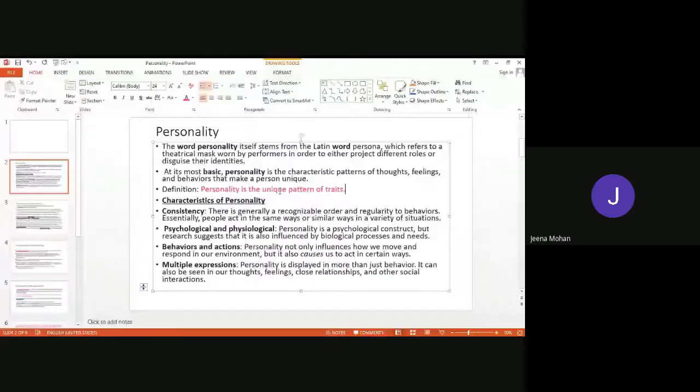And next, when you talk about personality, let us go to the other thing, that is the characteristics of personality. So what are the characteristics of personality? Mainly it's divided into four characteristics: consistency, psychological and physiological characteristics, behavior and action, then multiple expression. So first, let us look at consistency.